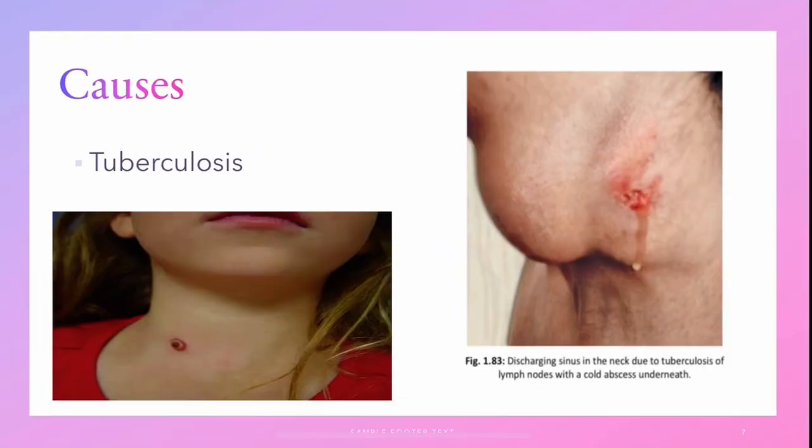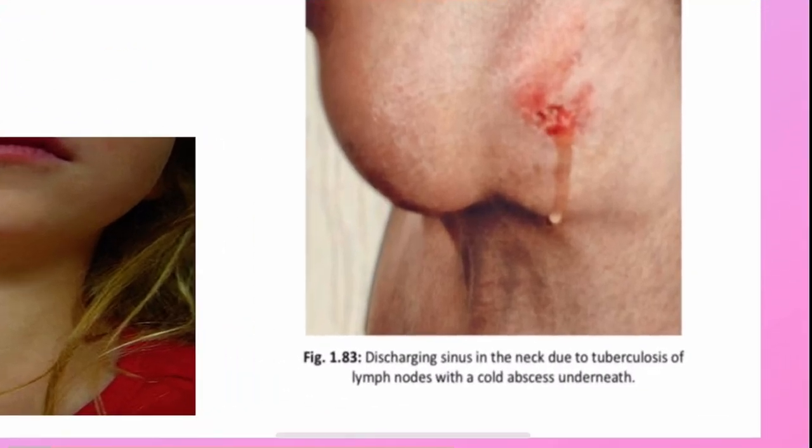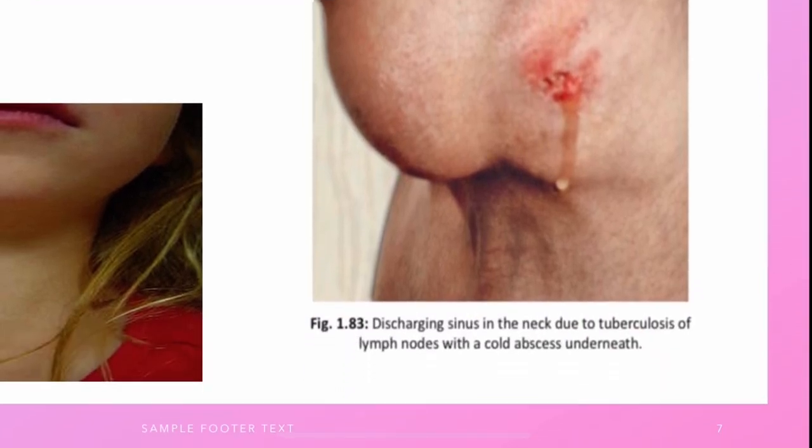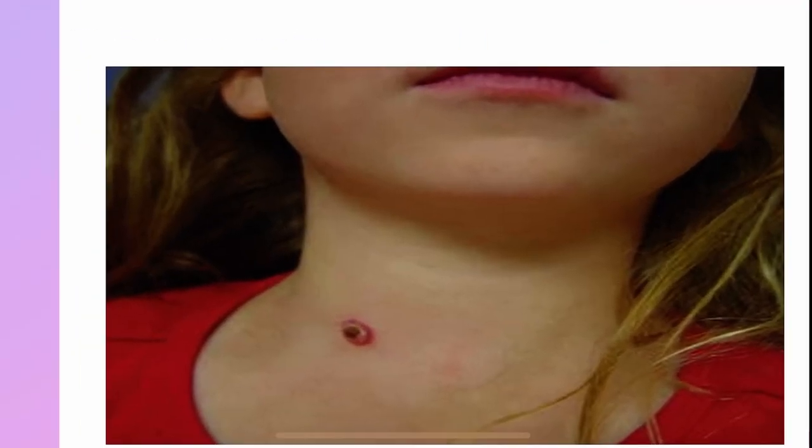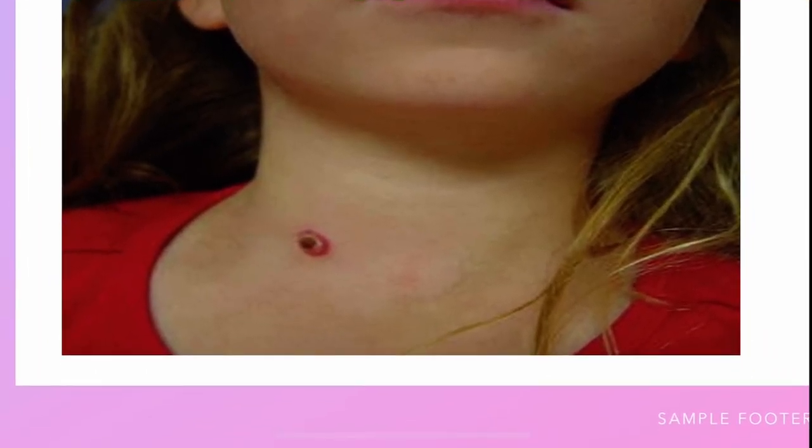Moving on to the next acquired cause, we have tuberculosis. So you can see that there is a picture here, the discharging sinus in the neck due to tuberculosis of lymph nodes. So the lymph nodes in tuberculosis, they form a cold abscess underneath, okay? So here you can see the sinus of a TB. This girl having a sinus of TB in the neck.